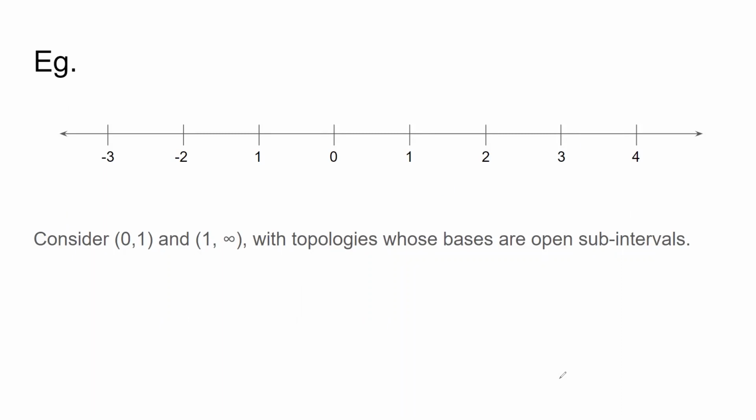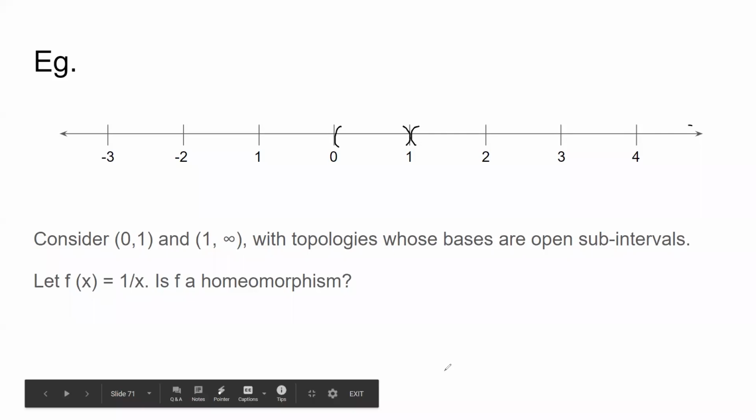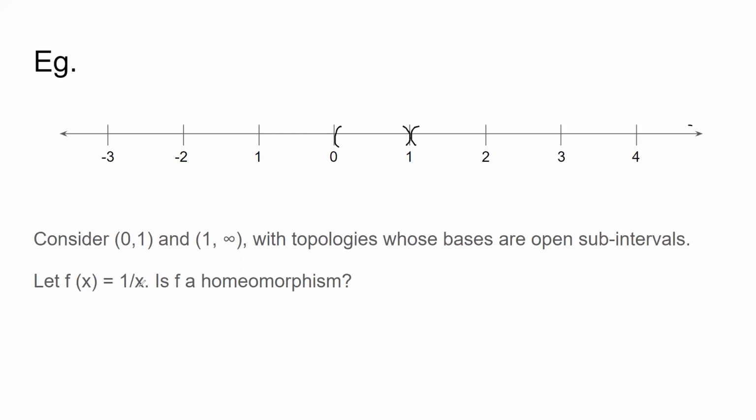So consider two sets, (0, 1) and (1, infinity), with topologies whose bases are open subintervals. So we have (0, 1), and we have (1, infinity). So those are our two topological spaces that we want to think about. And now consider the following map. So f of x is equal to 1 over x. And the question is, is this function a homeomorphism?